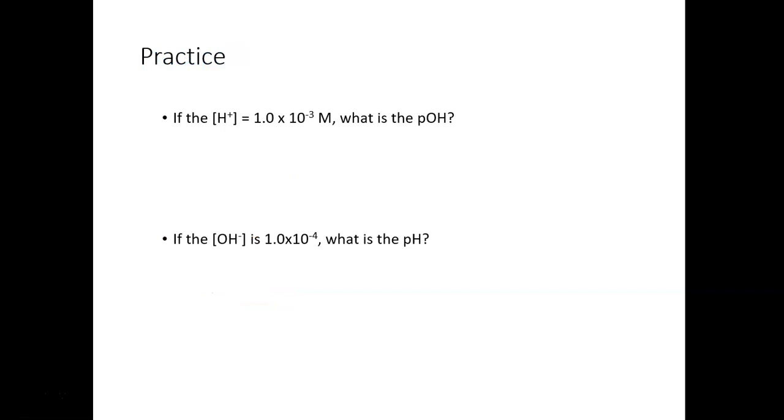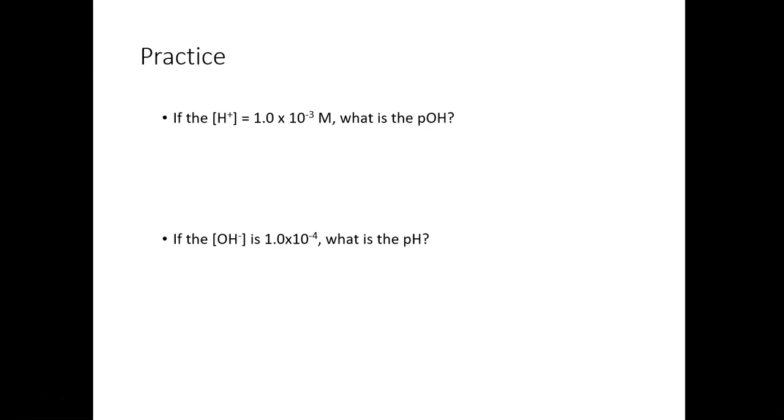Okay, I want you to try these two practice problems. Now, notice in the first one, I gave you the hydrogen ion concentration and asked you for the pOH. In the next one, I gave you hydroxide and asked you to find the pH. So I want you to try at least the first one and then we'll go over it. And then we'll go over the second one as well. So pause for just a second.